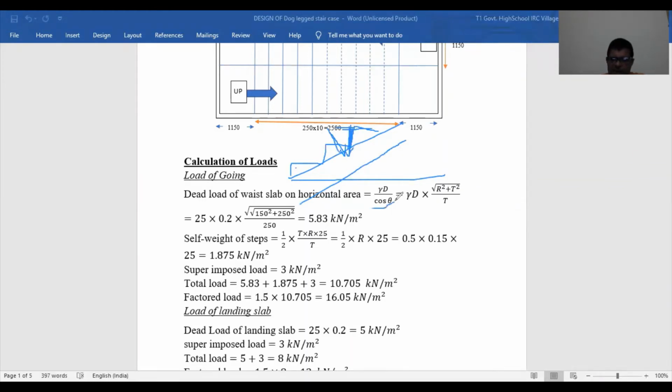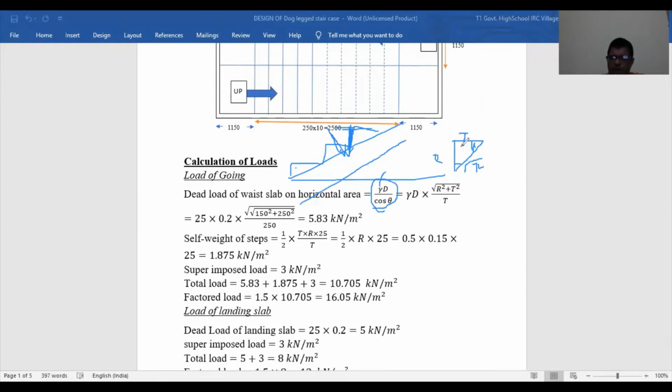So that is gamma d cos theta. Gamma is the unit weight of concrete, 25 kilonewton per meter cube. D is the overall depth of the slab. So you find cos theta. What is the cos theta? Now if you take this situation, take one of the sections. So this is T, this is R, and this is root over T square plus R square. So this is the theta. Cos theta is equal to T by root of R square plus T square.